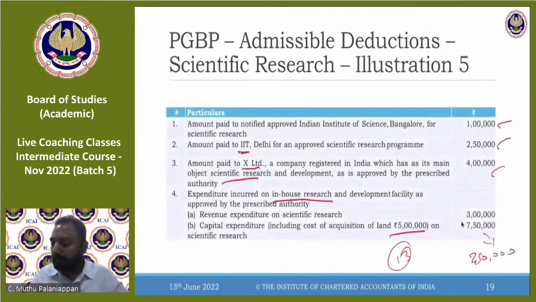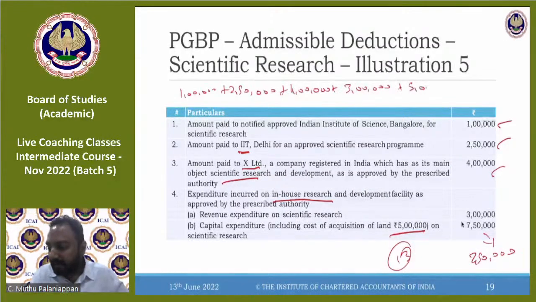So how did I arrive at 13 lakhs? It is 1 lakh plus 2,50,000 plus 4 lakhs plus 3 lakhs plus 5 lakhs. All this put together is what? 13 lakhs. So that's what is allowed.